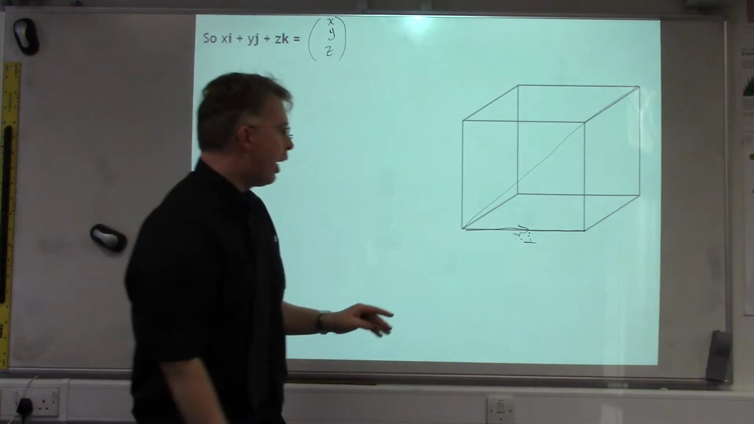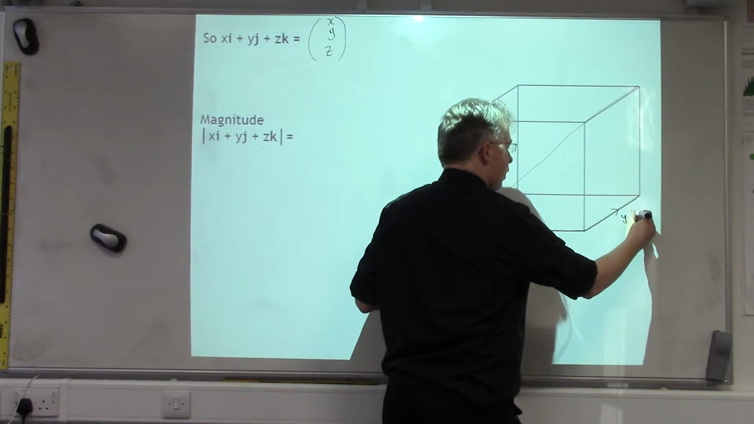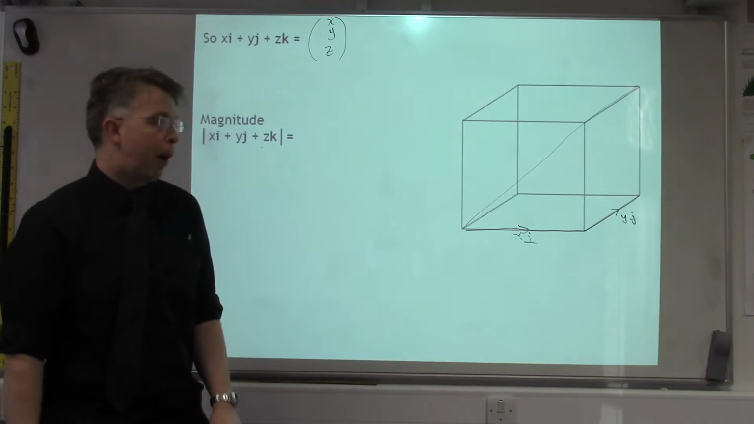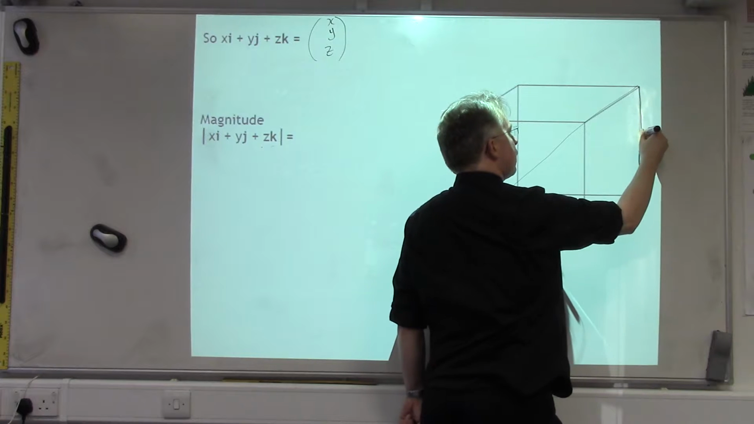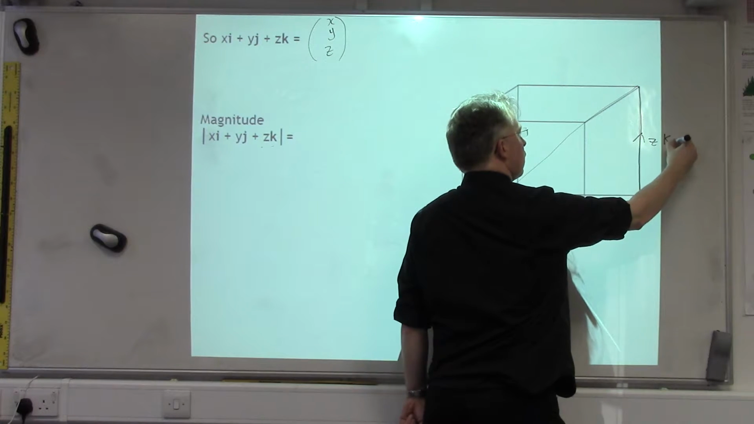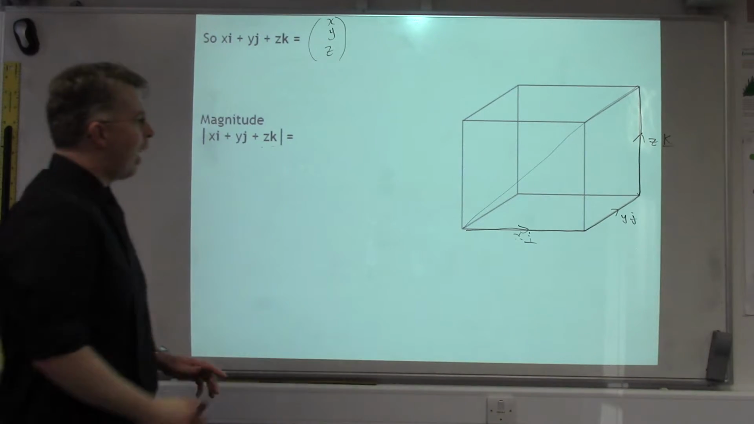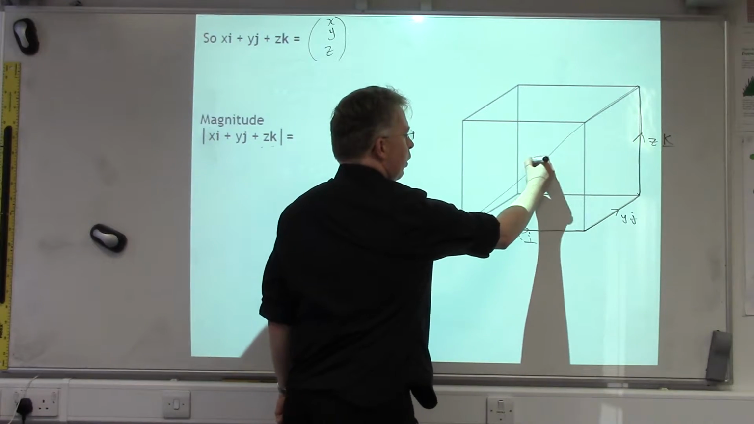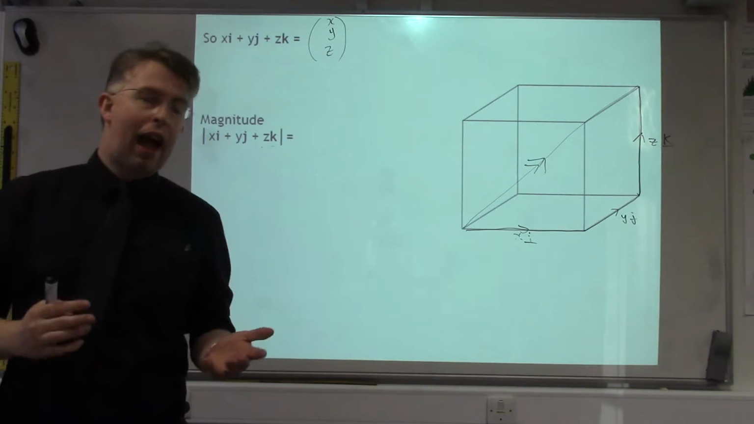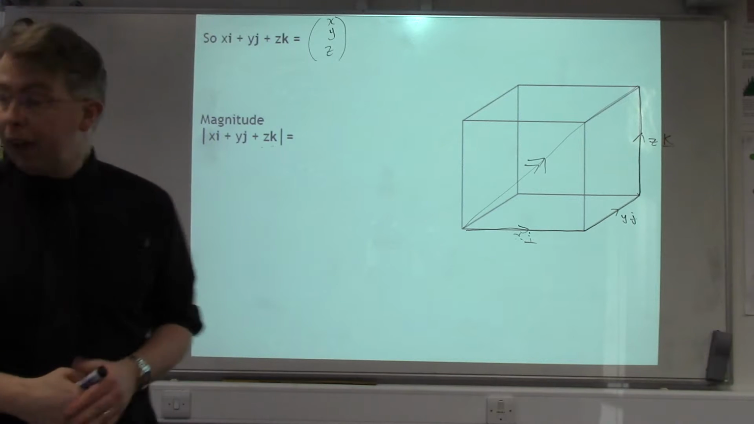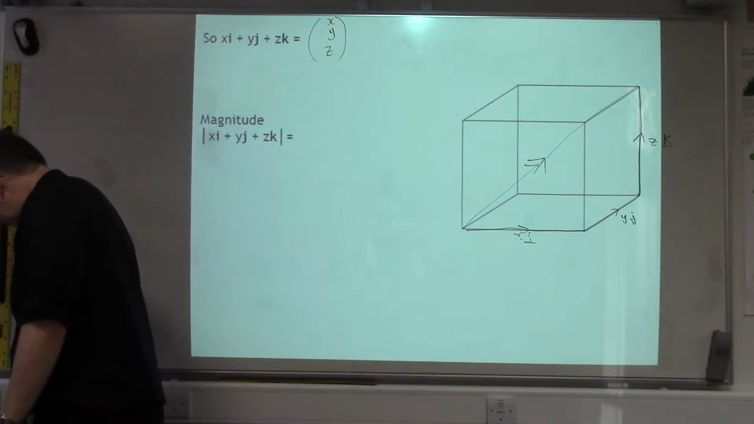Then I've got yj corresponding to my width, and then my height will be zk. So if I get the length of the vector that takes me all the way, then instead I have the magnitude of that whole vector. So it corresponds to the length of that diagonal.